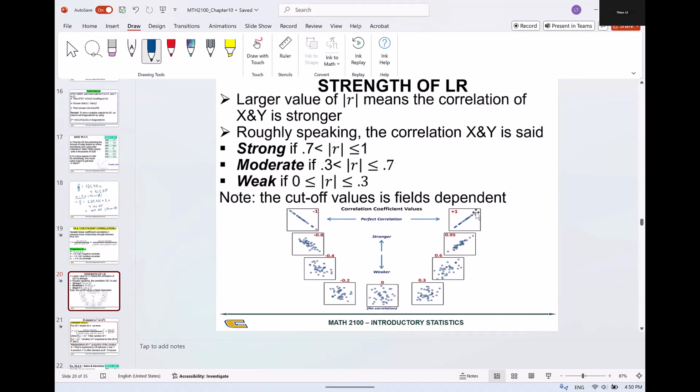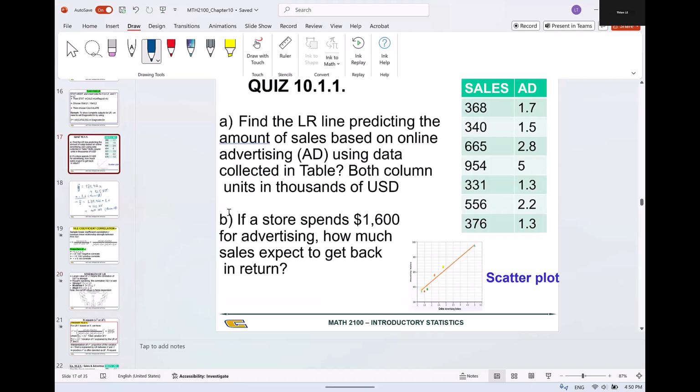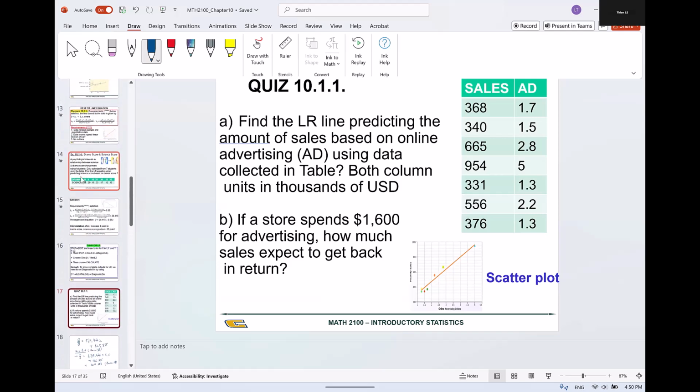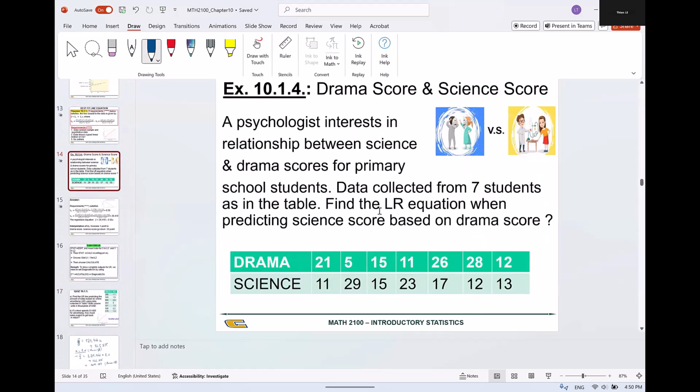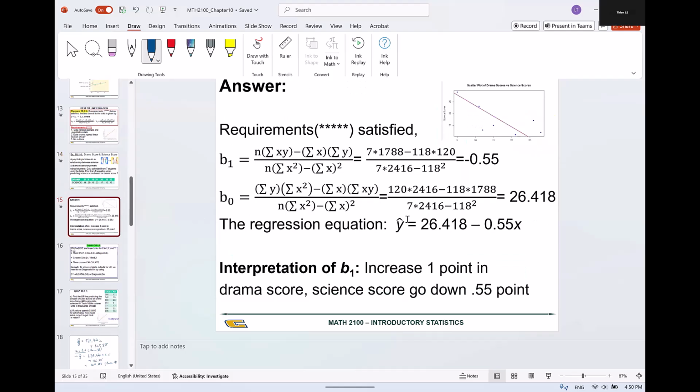You remember the sales and the online advertising, right? They are positively correlated: the more online advertising you spend, the more sales you get back. But for the example of the drama and science scores, they're negatively correlated: the higher the drama score, the lower the science score, at least for that data set.